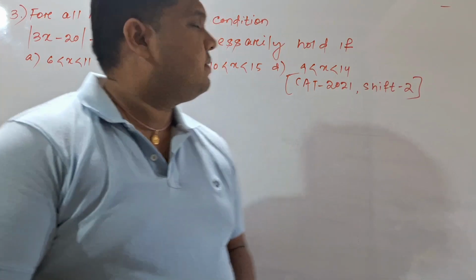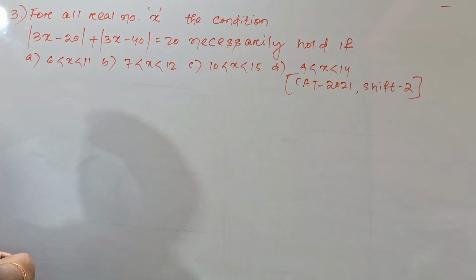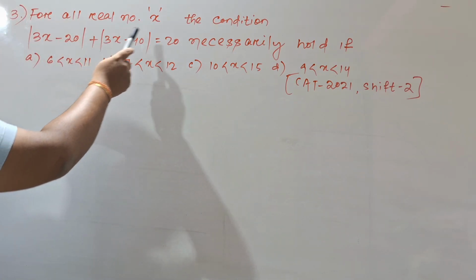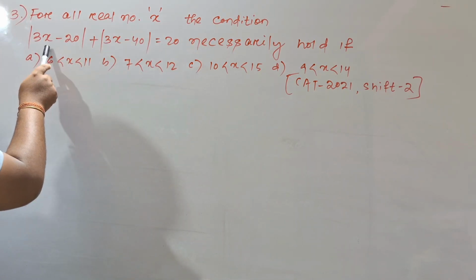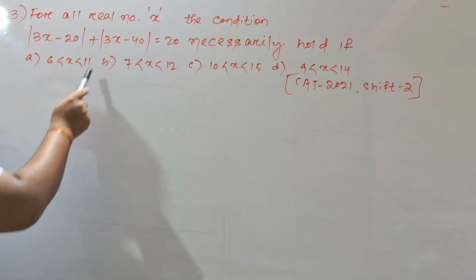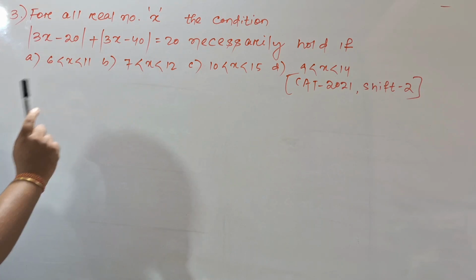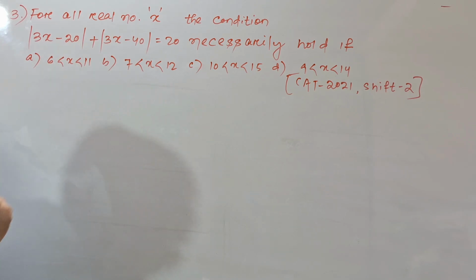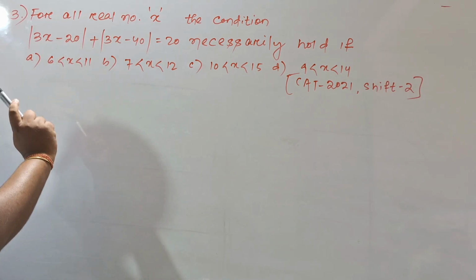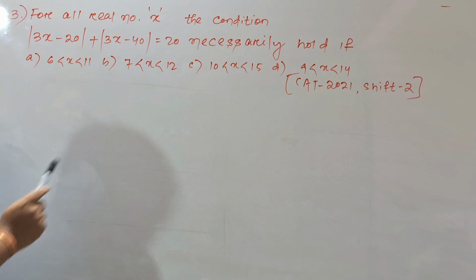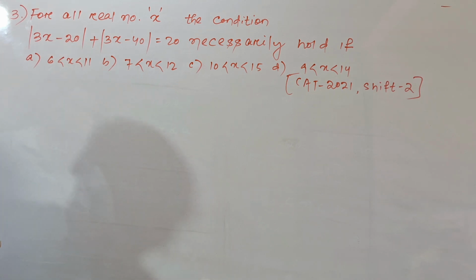Question number 3. In question number 3 it is given, for all real x the condition |3x minus 20| plus |3x minus 40| equal to 20 necessarily holds. The following options are given. Which option satisfies this? This was asked in 2021 shift 2.